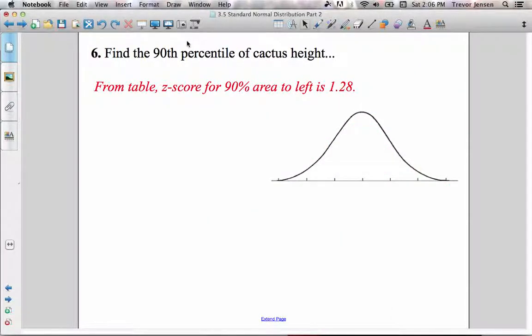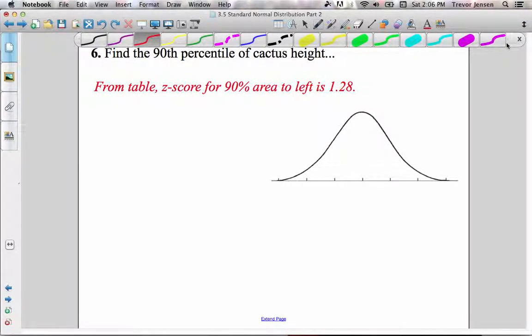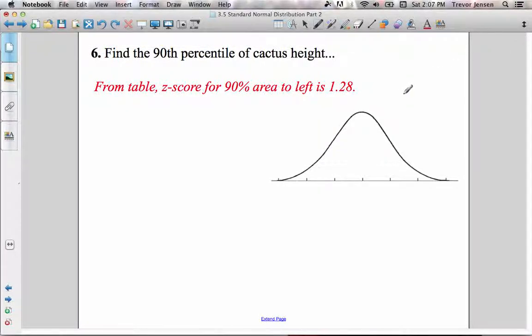Last example, we're going to work backwards for this example, kind of. So for this example, I'm now going to tell you the percent I want, and you're going to find the value for x. Normally I give you the value for x, and I ask you what percent is left, or what percent is to the right, or what percent is between these two values of x. Now I'm going to give you the percentage to the left of the value of x, and you have to find the value of x.